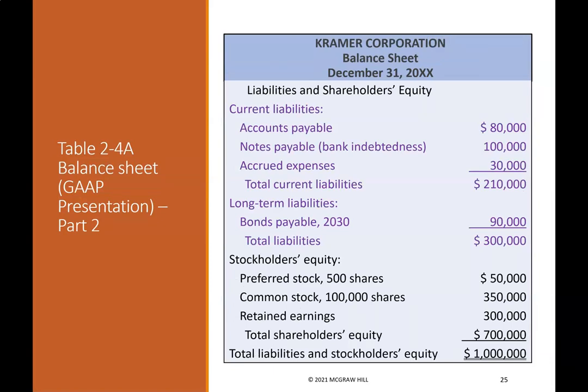Table 2-4A, balance sheet GAAP presentation, Part 2. So we have the second part of the balance sheet, which is liabilities and shareholders' equity. And this is done in order of liquidity again. So we list our current liabilities first, then our long-term liabilities, then we total all of our liabilities, then we list our stockholders or shareholders' equity, we total our shareholders' equity, and we add the total shareholders' equity to the total liabilities to get total liabilities and stockholders or shareholders' equity, and this always has to equal your total assets.